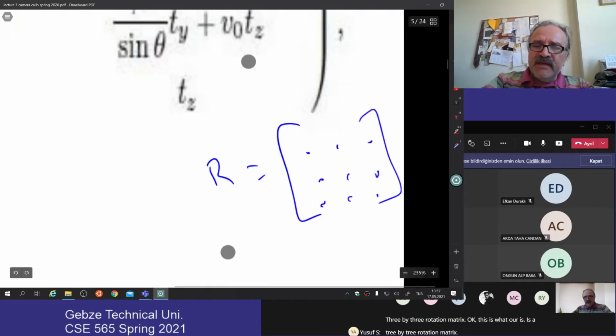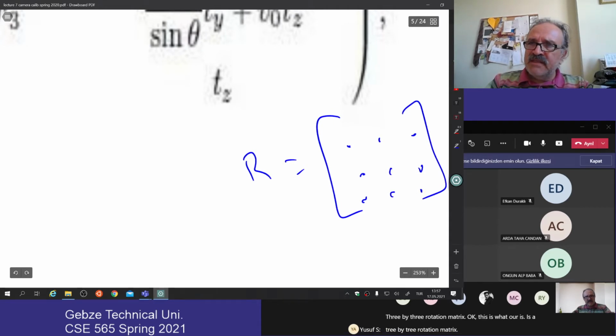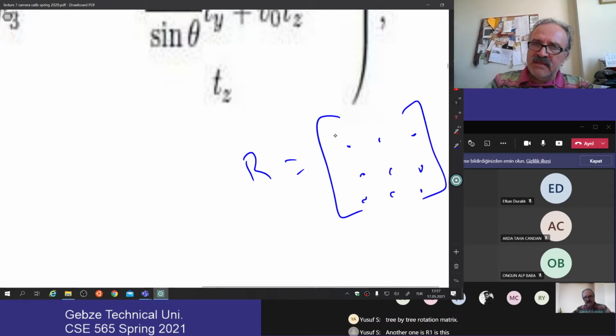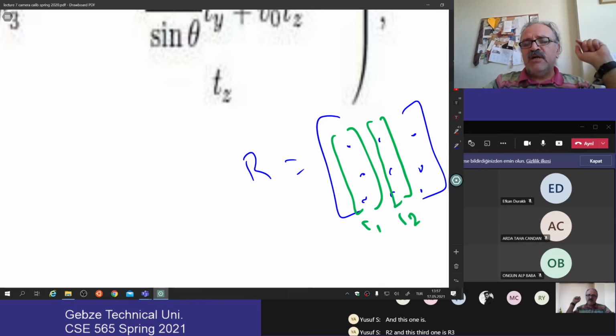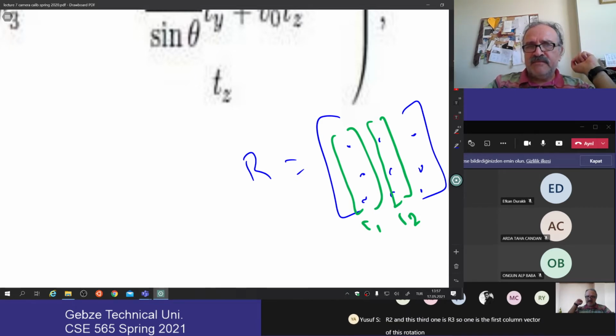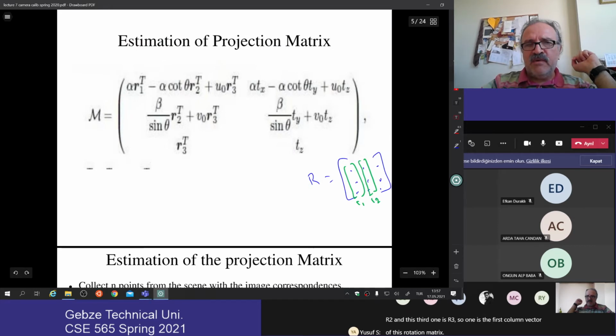And R1 is this one. This one is R1. And this one is R2. And this third one is R3. So R1 is the first column vector of this rotation matrix. Okay, that's what R1 is.